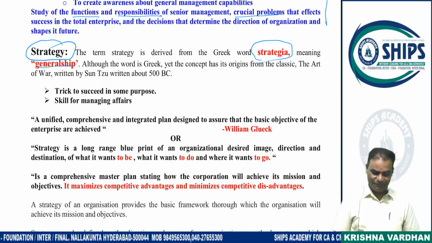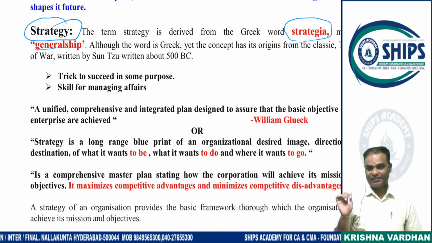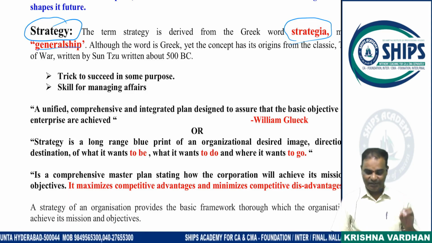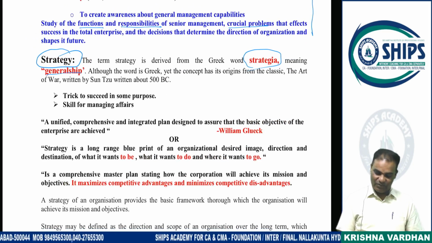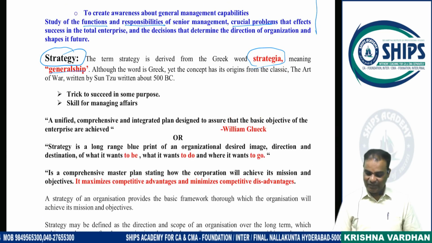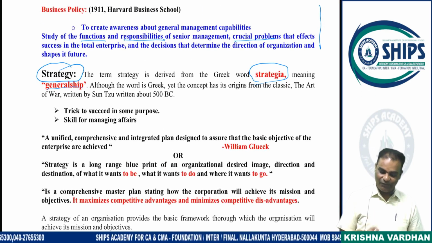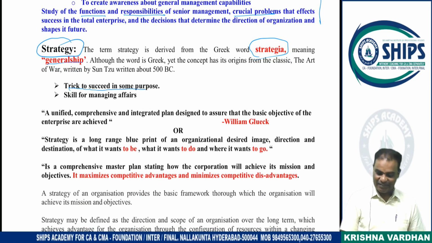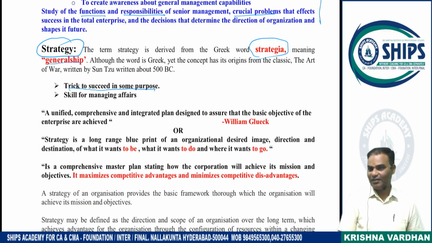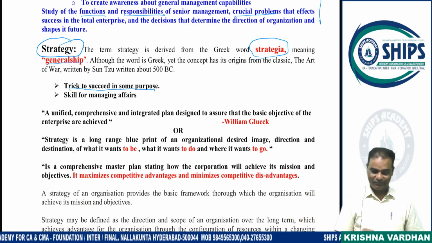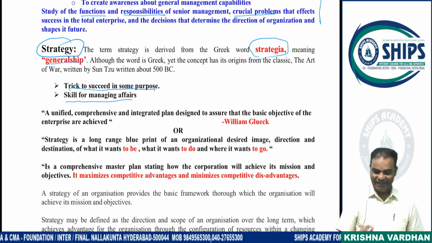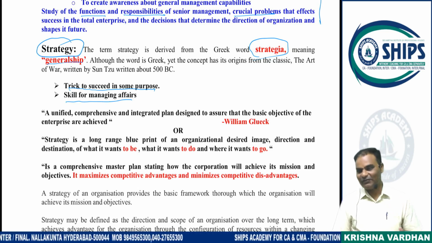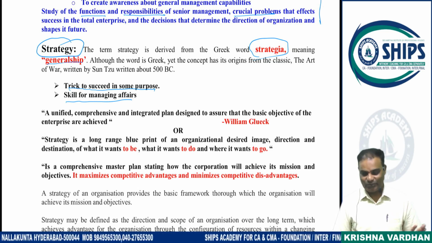So generally what happens is, with the word strategy, basically they'll ask about the definition. What is a strategy? So first, one definition amongst so many definitions you need to learn. Which one you need to learn also, I'll tell you. First of all, the basic understanding for us: what is a strategy? It's a trick to succeed in some purpose. It's a formula to succeed in some job, some task, or you can simply say it's a skill for managing affairs, right? Any of these words you can use for easy understanding.